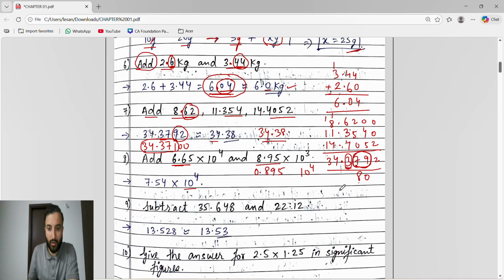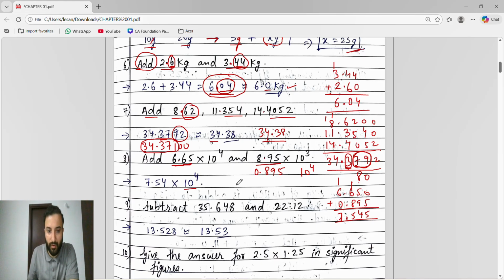It becomes 0.895. Okay, 6.65 plus 0.895. If you add, 0 plus 5 is 5, 9 plus 5 is 14, 4 carry 1, 6 plus 1 is 7, 7 plus 8 is 15, 5 carry 1, 6 plus 1 is 7, so 7.545. Now, for addition, after the decimal we have only 2 digits, so we round off to 2 digits.